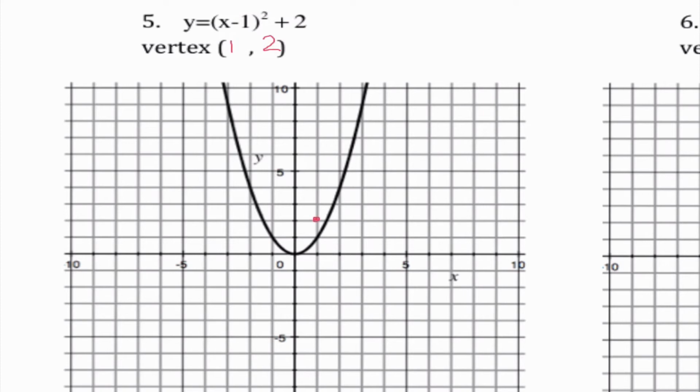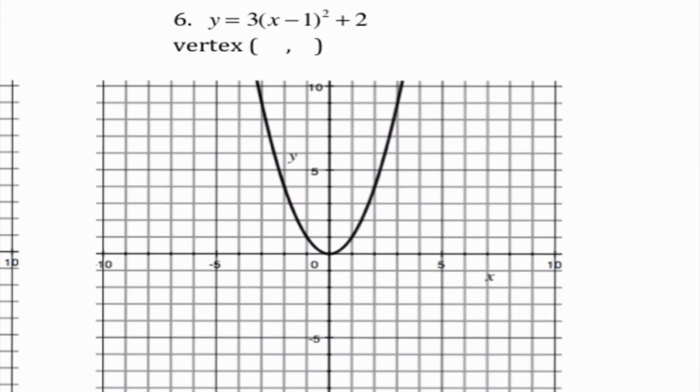I also think in this case my a value is 1 because I don't have anything here in front of my parenthesis. So that means it's going to go up. And I'm thinking it's going to be a normal graph. So my graph would look something like that.